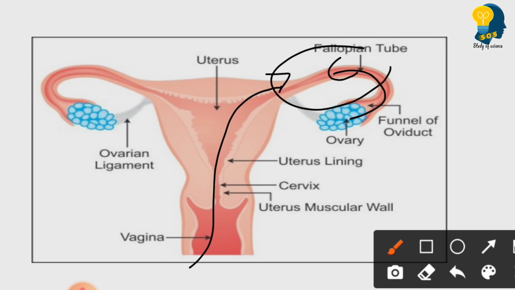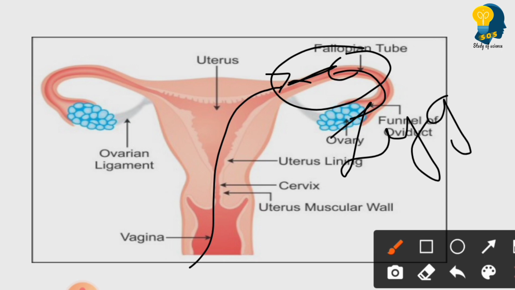Correct? We call it fertilization. So this fusion will result in the formation of the zygote. What does it form? It forms the zygote. So what is the zygote called? The zygote is called a single-celled organism.